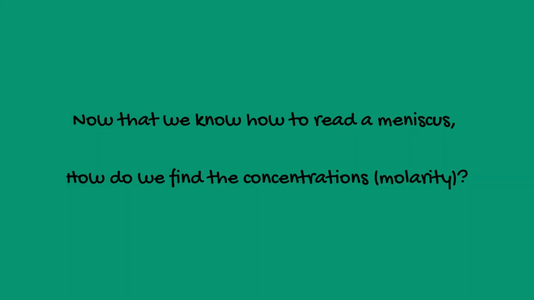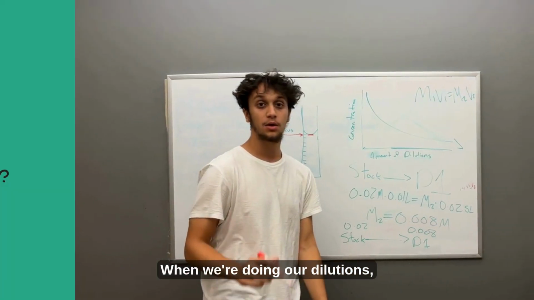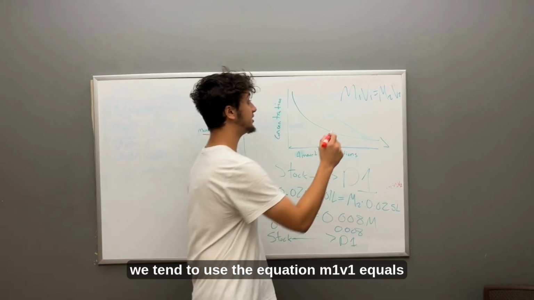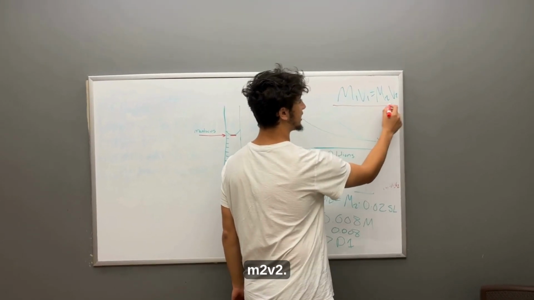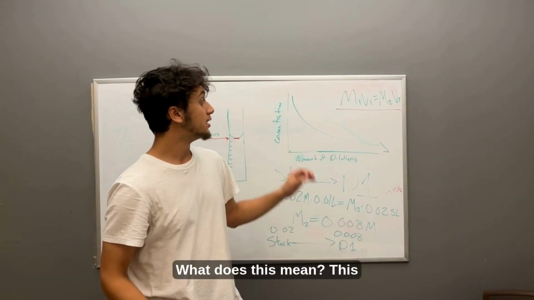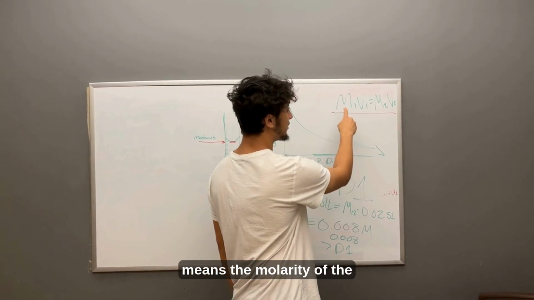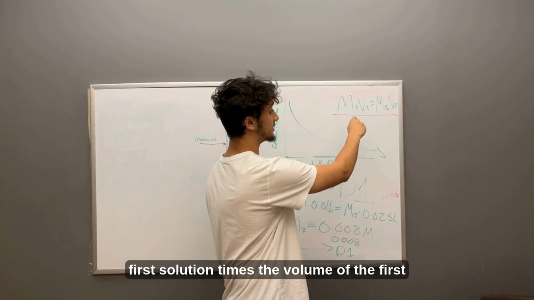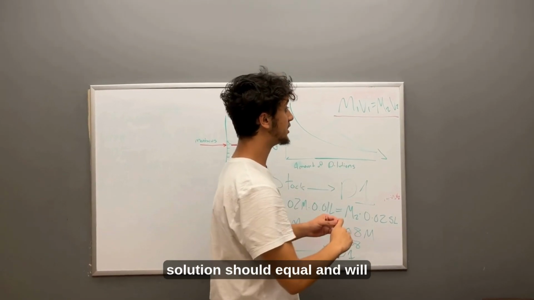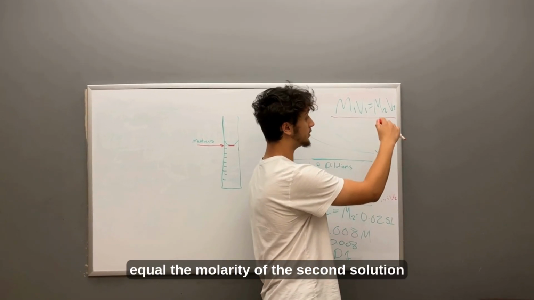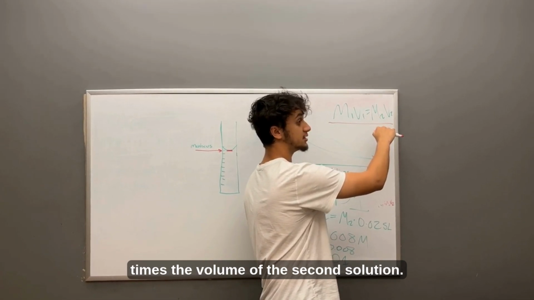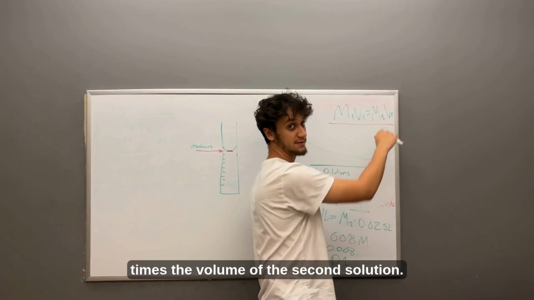Now that we know how to read a meniscus, how do we find the concentrations, molarity? When we're doing our dilutions, we tend to use the equation M1V1 equals M2V2. What does this mean? This means the molarity of the first solution times the volume of the first solution should equal, and will equal, the molarity of the second solution times the volume of the second solution.